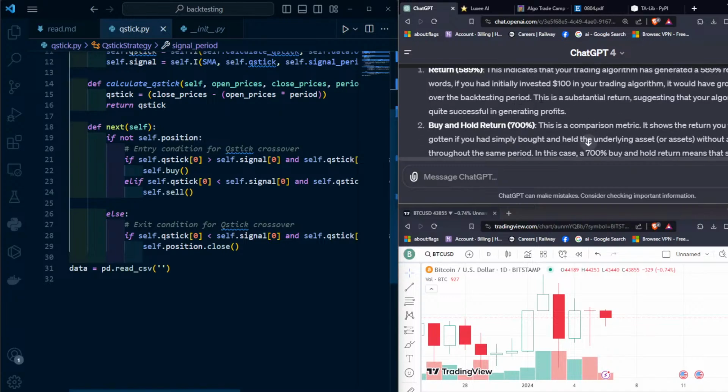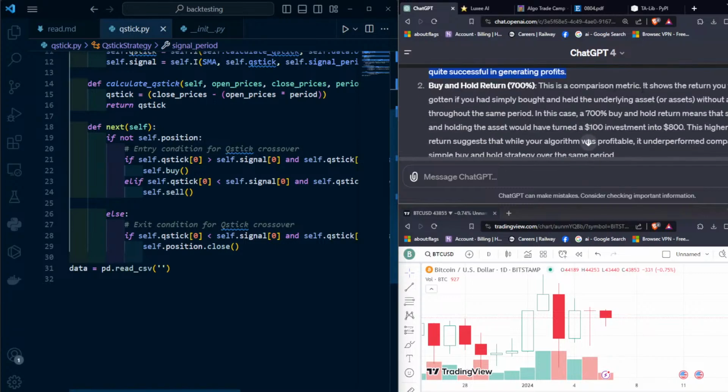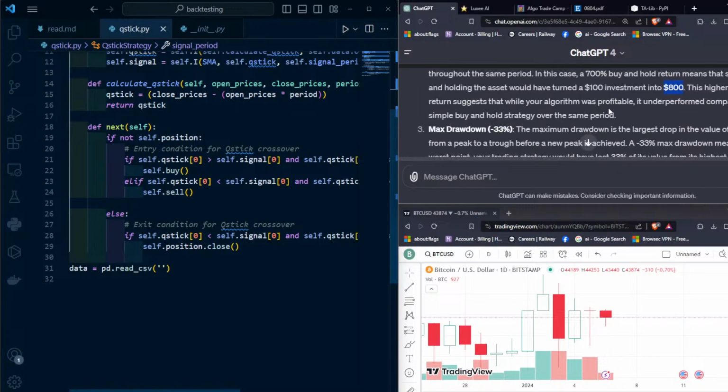Right, so over the backtesting period, this is a substantial return, suggesting that your algorithm has been quite successful in generating profits. Great. Buy and hold return. This is a comparison metric. It shows the return you would have gotten if you had simply bought and held the underlying asset without any trading throughout the same period. In this case, a 700% buy and hold return means that simply buying and holding the asset would have turned a $100 investment into $800. This higher buy and hold return suggests that while your algorithm was profitable, it underperformed compared to a simple buy and hold strategy over the same period.